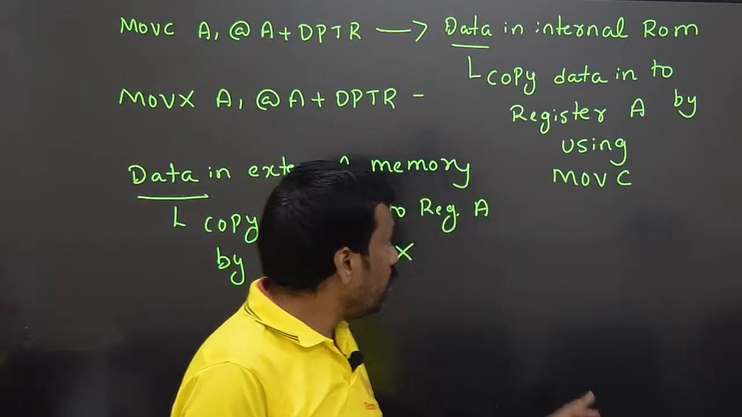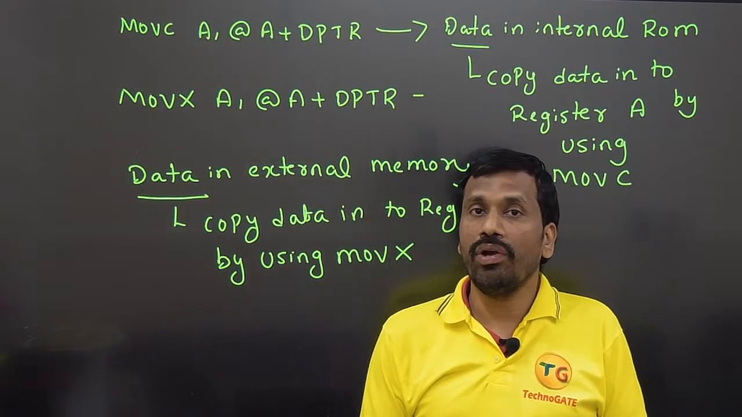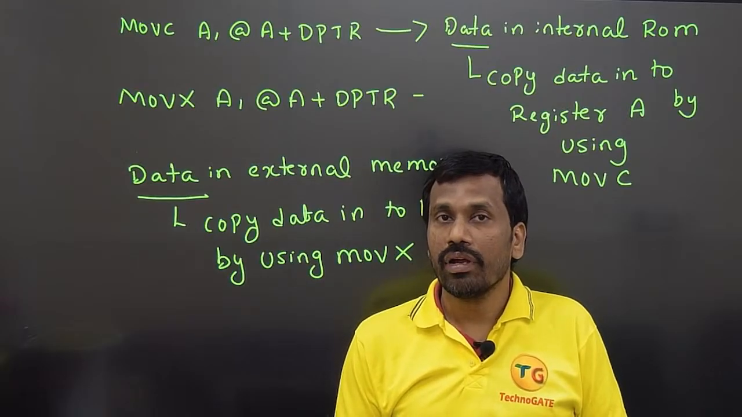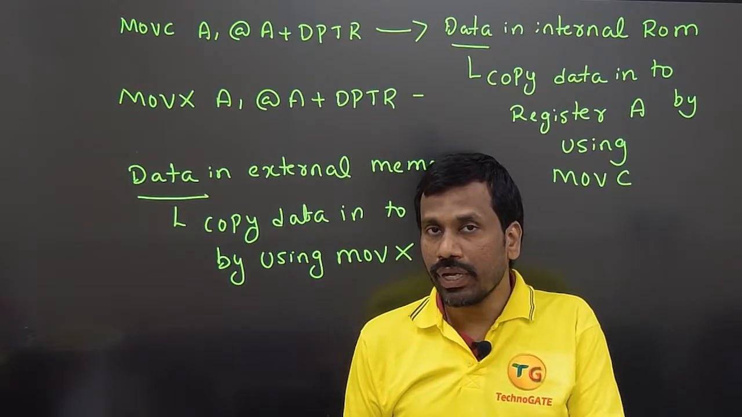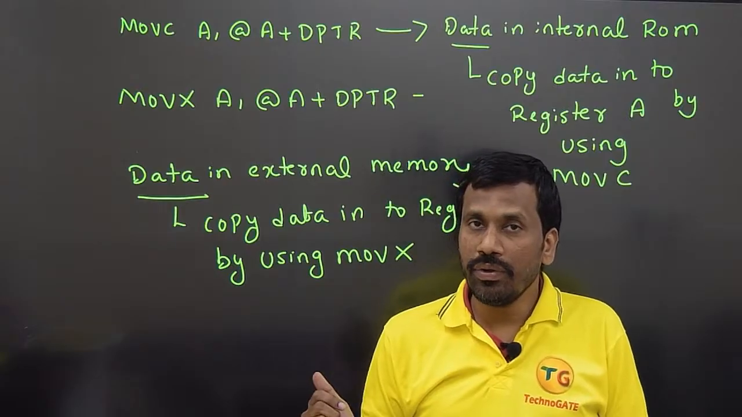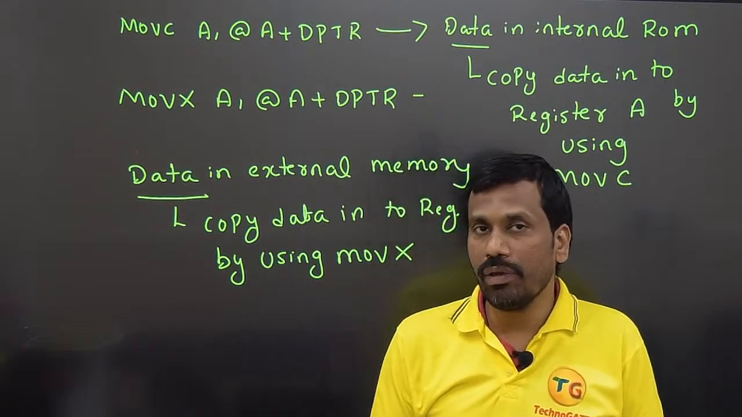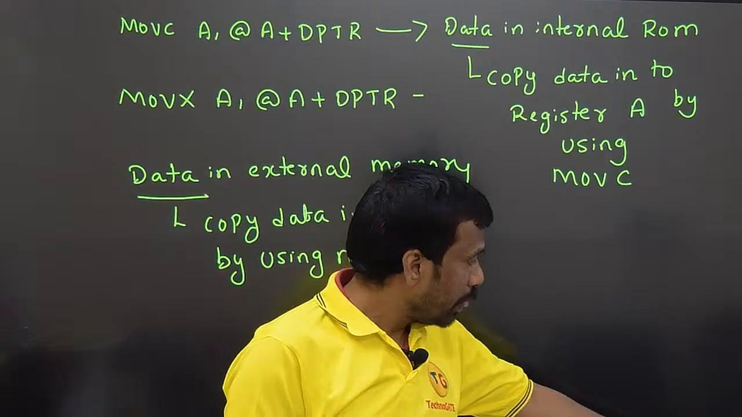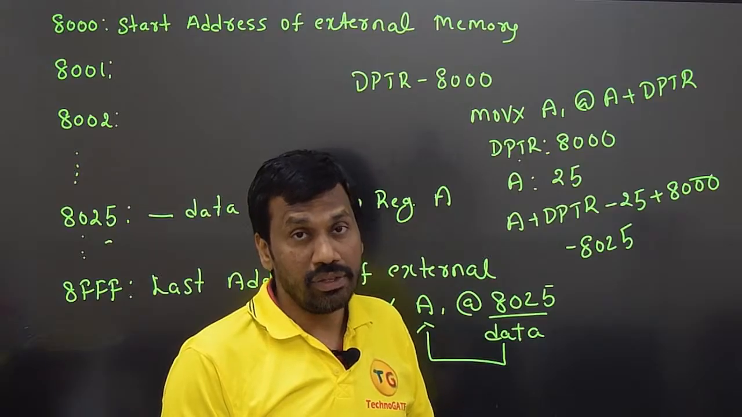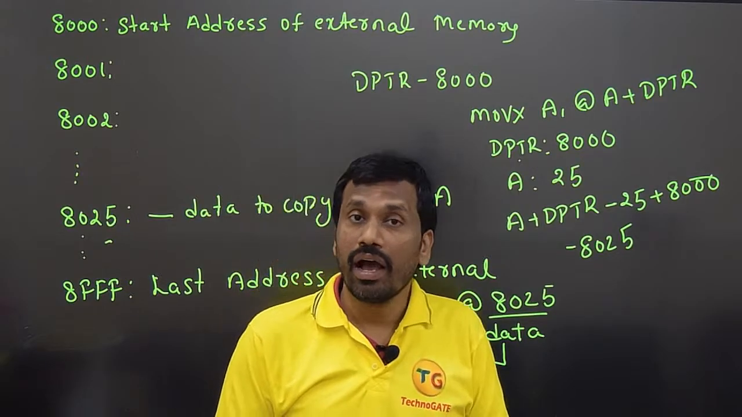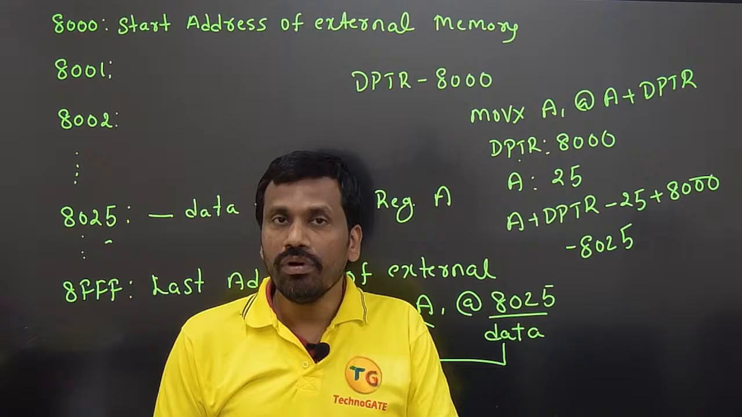And next one is MOVC, MOVX. So MOVC, when we have to use? When we want to transfer the data from the internal ROM into register A. When we want to transfer the data from external memory into register A, then we have to use MOVX. And what is DPTR? A 16-bit register, which is a combination of DPH and DPL. Okay. So hope you understand this example. DPTR contains what? 8000. A contains what? 25. And what is 25 plus 8000? 8025. What is 8025? Address location. In the address location, what is there? Data is there. Okay. That data will be moved to register A.